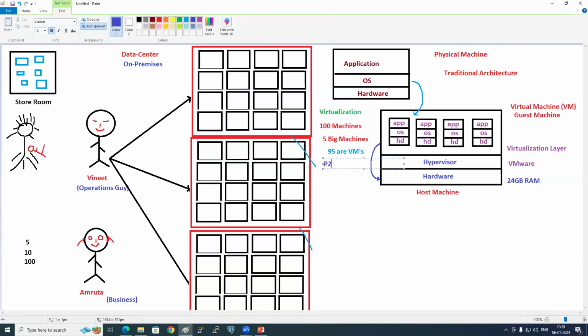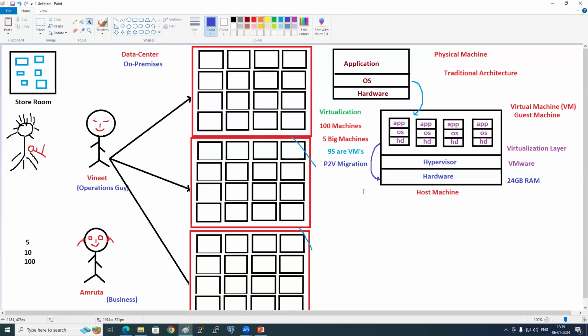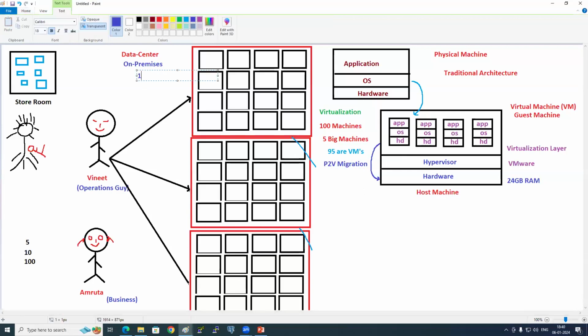What is P2V? Physical to virtual migration. 10, 11, 12 years back, P2V migration was in too much demand, because everyone wanted to remove their physical data centers and move to virtual. Assume this had 150 racks, now it has reduced to how many racks? Due to the virtualization concept.